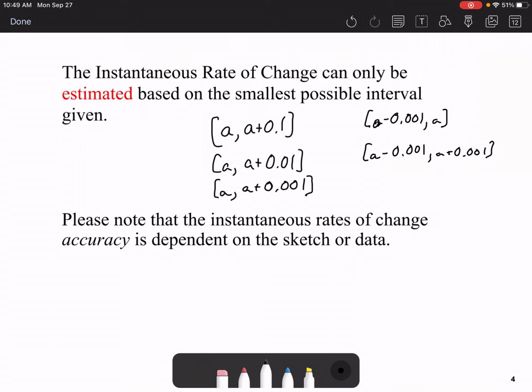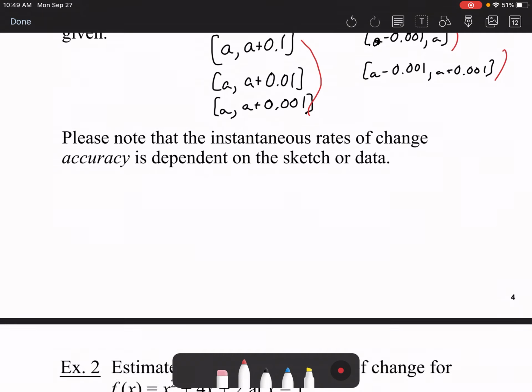So you don't have to necessarily use what are called preceding intervals, which this one is. You can use following intervals, or you can use a centered interval. And again, the accuracy depends on your sketch or your data that's given. Okay, so let's try to find this.